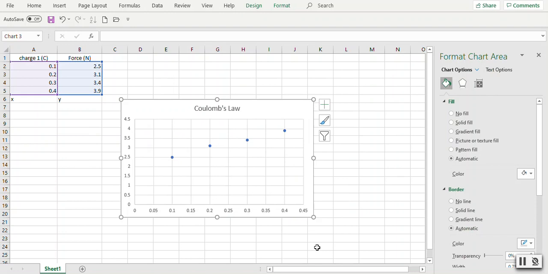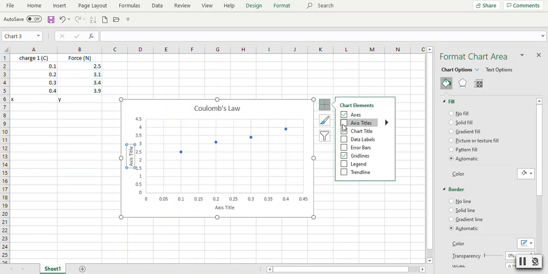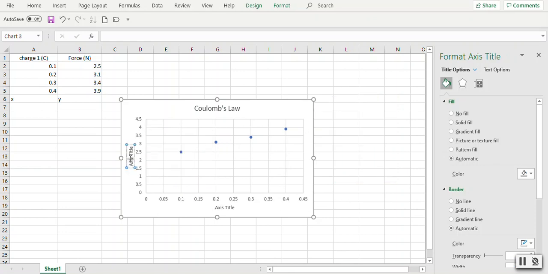So look at how my graph looks. Now I can start working a little bit on how the graph looks. Let me select axis titles. I'm going to say that this one here is the force. So I'm going to click here and say force. And then here, what I have is charge 1. I'm going to select charge 1 here.